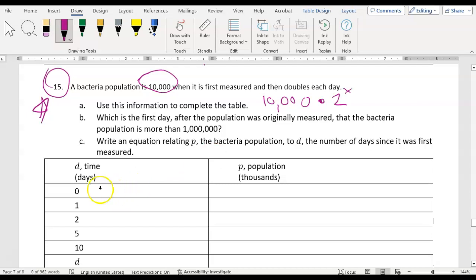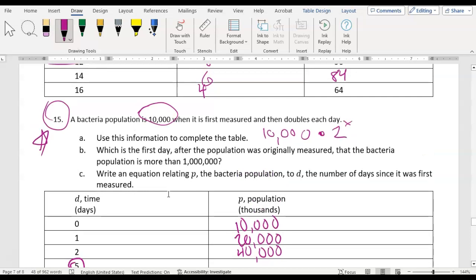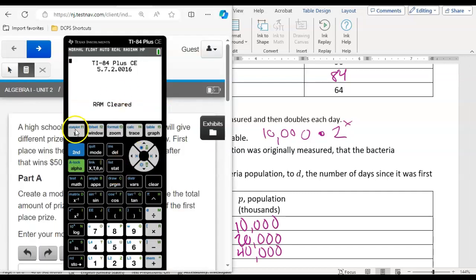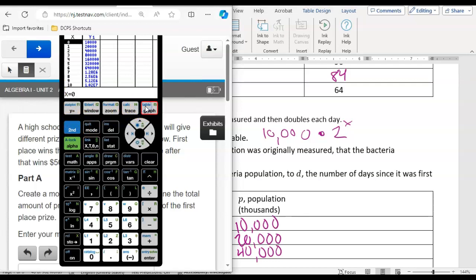Okay, so at 0 days, it is 10,000. Then it is going to double, and it's going to keep doubling every time. Now notice here that we skipped to 5, so you do have to be careful here, and that's why I created my equation, because then I can put that in my calculator. So let's pull up the calculator. In my calculator, I can go ahead and put this in here as 10,000 times 2 to the power of x. And we can do second table to find out our value. So at 5, it would be 320,000.